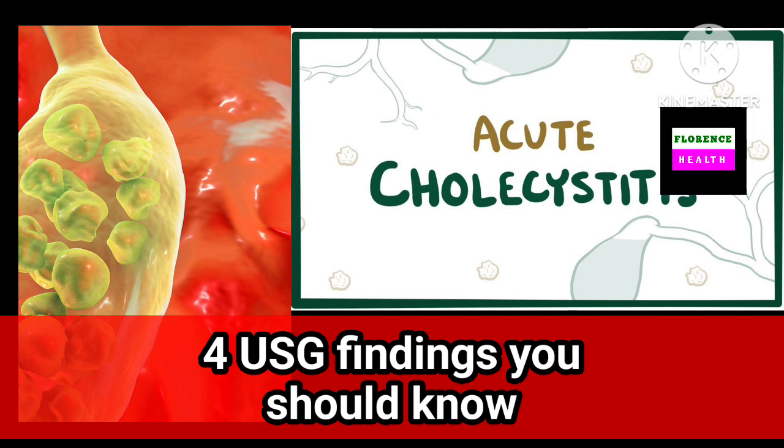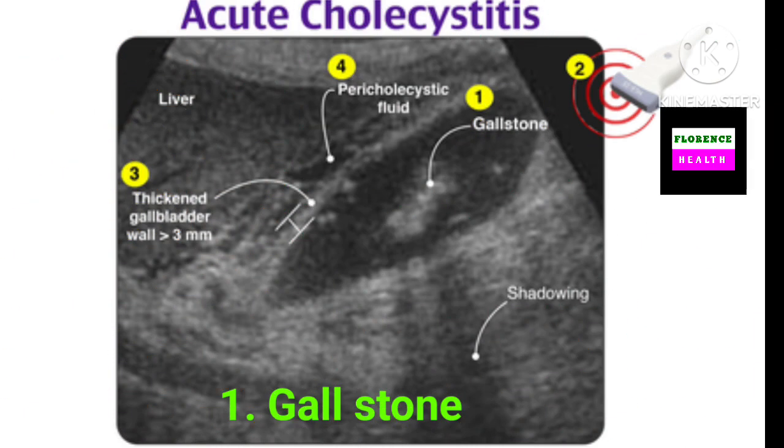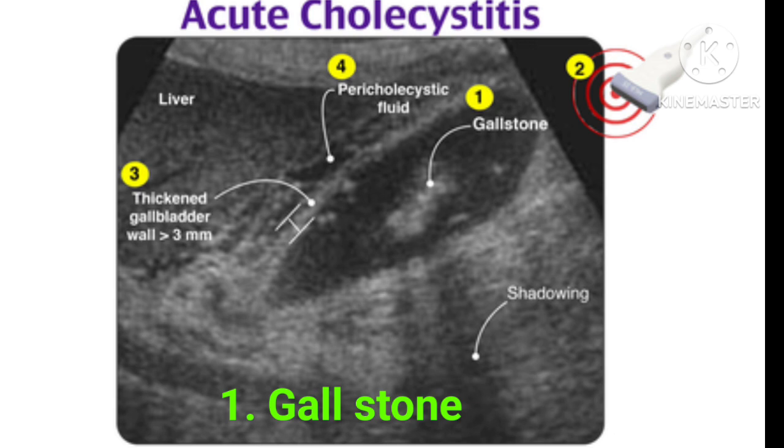Let's discuss sonographic features of acute cholecystitis. You should know 4 findings in its favor. First, gallstone. In 95% of cases, acute cholecystitis is associated with gallstone. So, you should search for gallstone where acute cholecystitis is present.